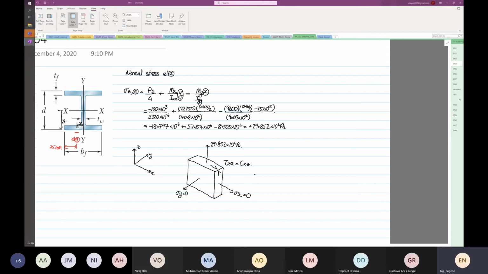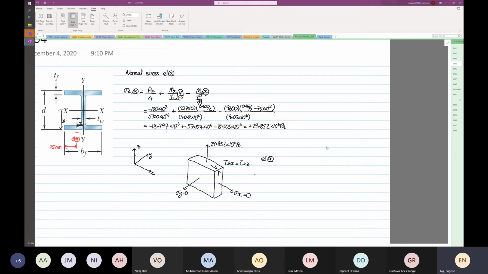Okay. So now, this is our element A. We know that stress X is equal to 0. There are no normal stresses acting in the X direction. Okay, so now we are going to find the shear stress.